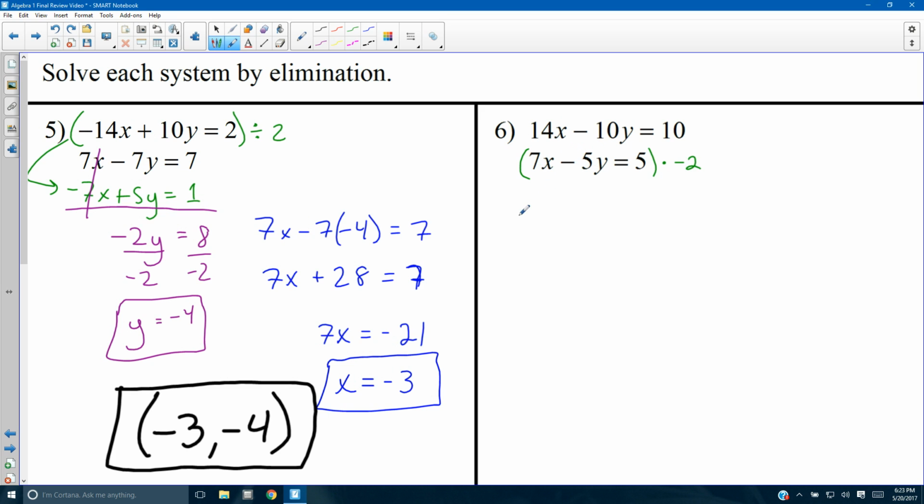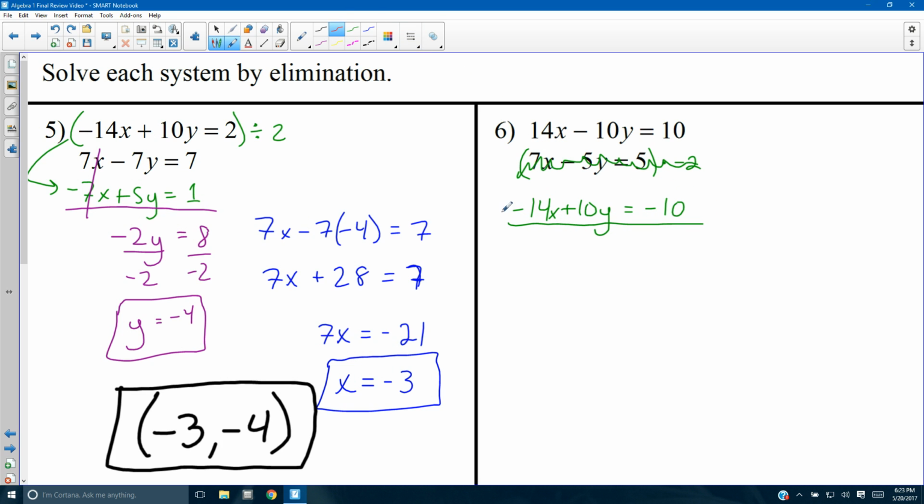So here, 7x times negative 2 is negative 14x. Negative 5y times negative 2 is positive 10y. And 5 times negative 2 is negative 10. So get this out of the way. I'm going to be adding this one with this one. By the way, I could have totally divided the top one by 2 or by negative 2. Just showing you big numbers work as well when we do this.